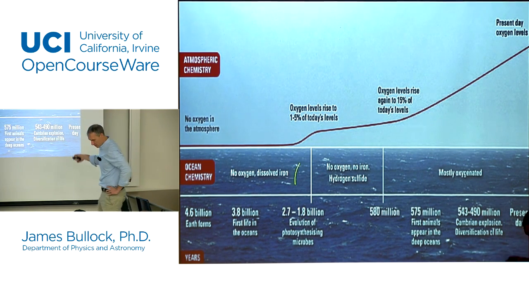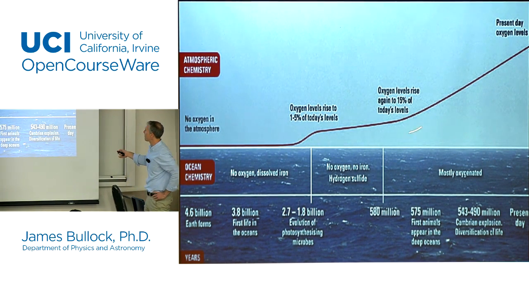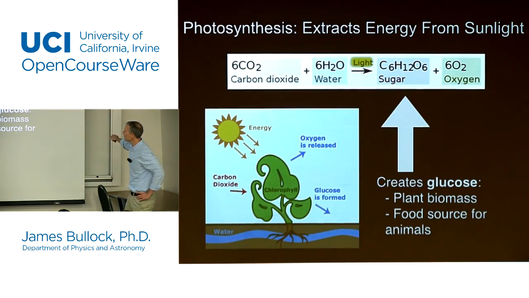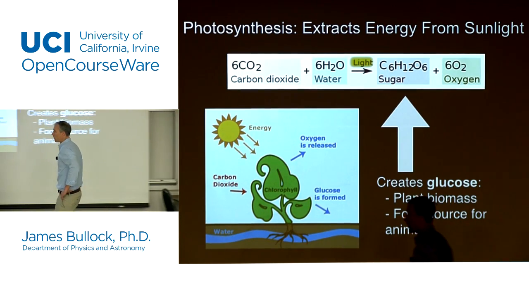You can look at it on the slides online to give you a sense of all the different things that are happening. But after about 600 million years ago, the oxygen is rising to present levels. And there's some evidence that it was actually fluctuating like this over the last 500 million years.